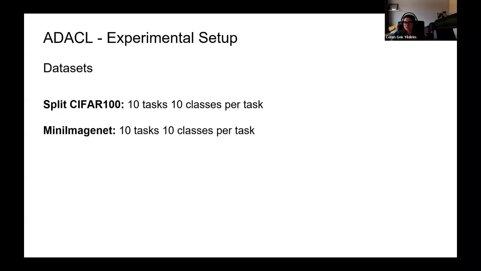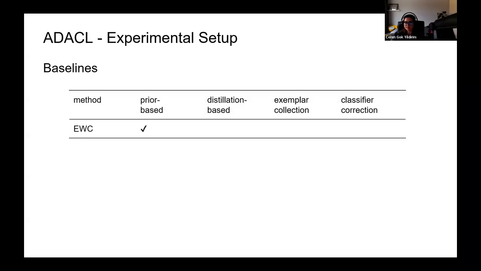We will be substantiating our approach through evaluation using split CIFAR-100 and mini-ImageNet datasets, each organized into 10 tasks, each comprising 10 classes per task. We carefully selected 4 foundational baseline methods to serve as strong references for our adaptive approach. Two of these methods, elastic weight consolidation and learning without forgetting, operate on a regularization basis, while the other two methods, iCaRL and weight alignment, fall under the memory-based approach.